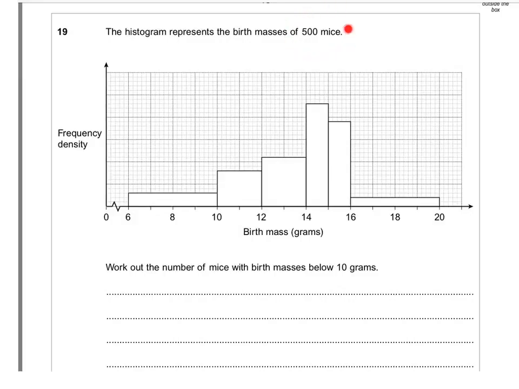Okay, so the histograms represent the masses of 500 mice. If you look at it, we've got birth masses on the bottom and frequency density, and we want to work out the masses for below 10 grams. So if you look at the frequency density on the left-hand side, it doesn't actually have a scale, so that is where the problem lies.